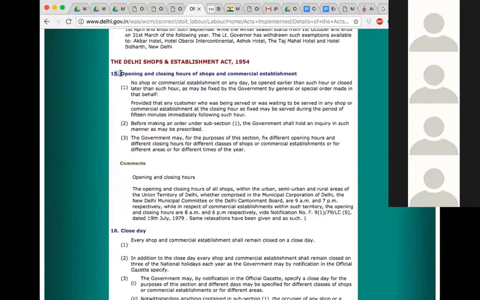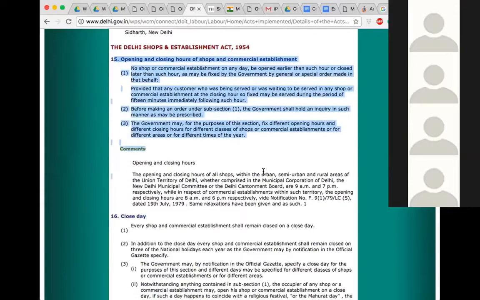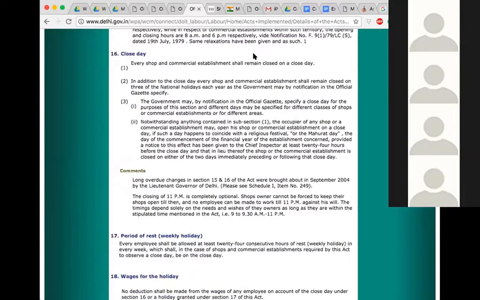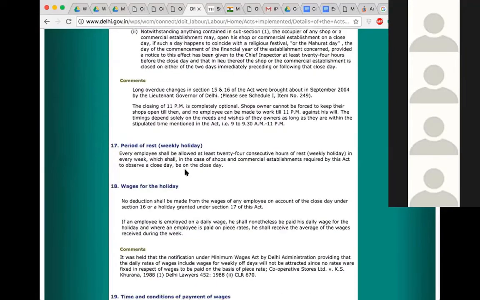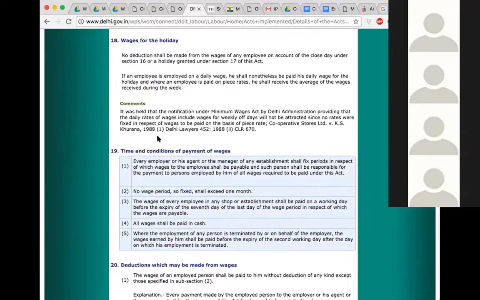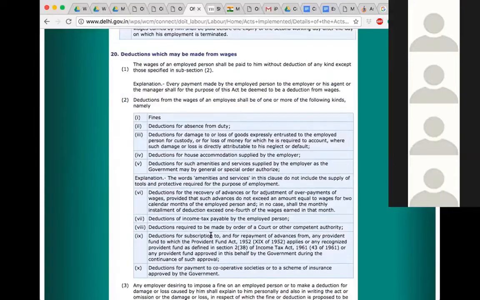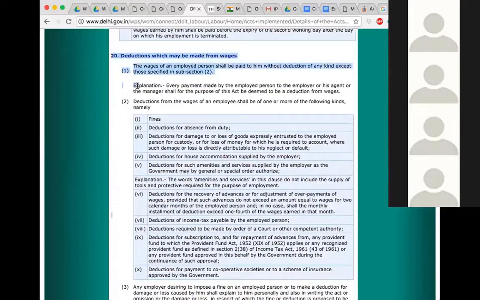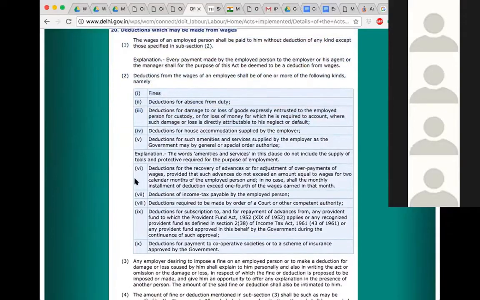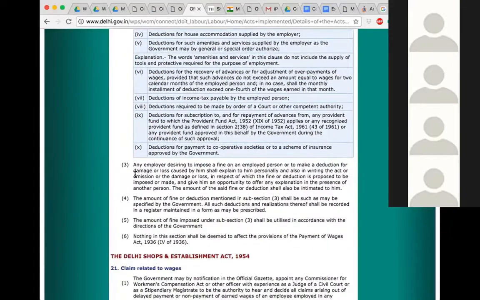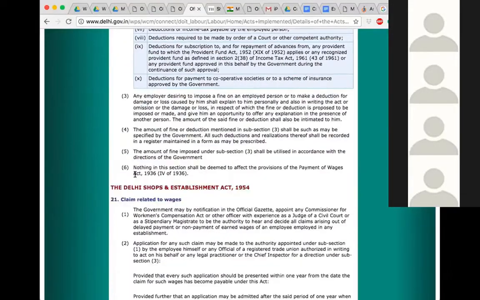So here is the provision on opening and closing hours of shops and commercial establishments, close days, weekly holidays, whether you will be paid for the holidays, conditions of payment of wages, deductions which can be made from wages. So this is very interesting. You have the Payment of Wages Act also talking about this, and you have the Shops and Establishments Act also sharing this, on which grounds can deductions be made, okay.